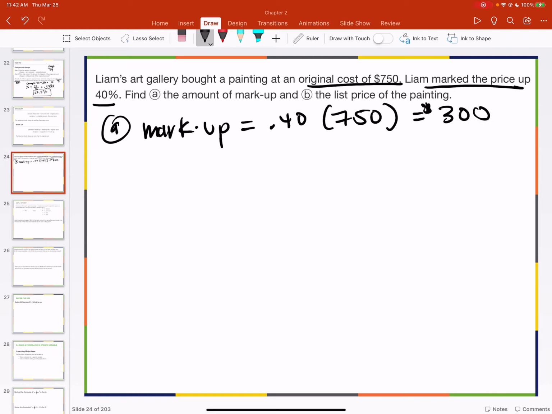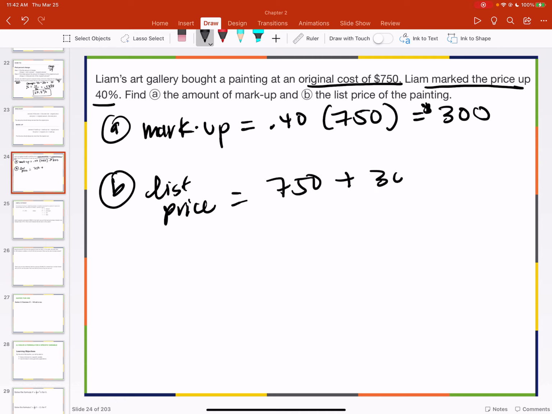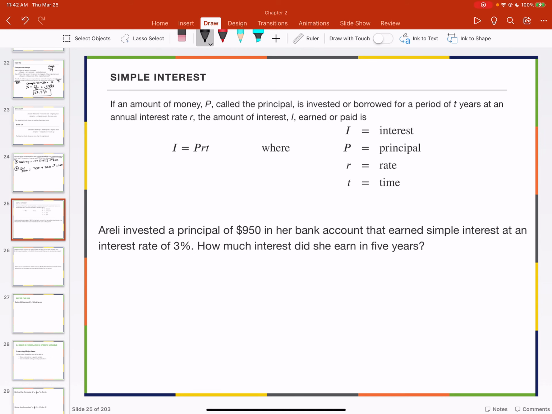That's fine. So then the list price, that's a lot to charge for a painting. So it's going to be the original cost plus the markup, and the markup is 300. So the list price is going to be $1,050. Whew.